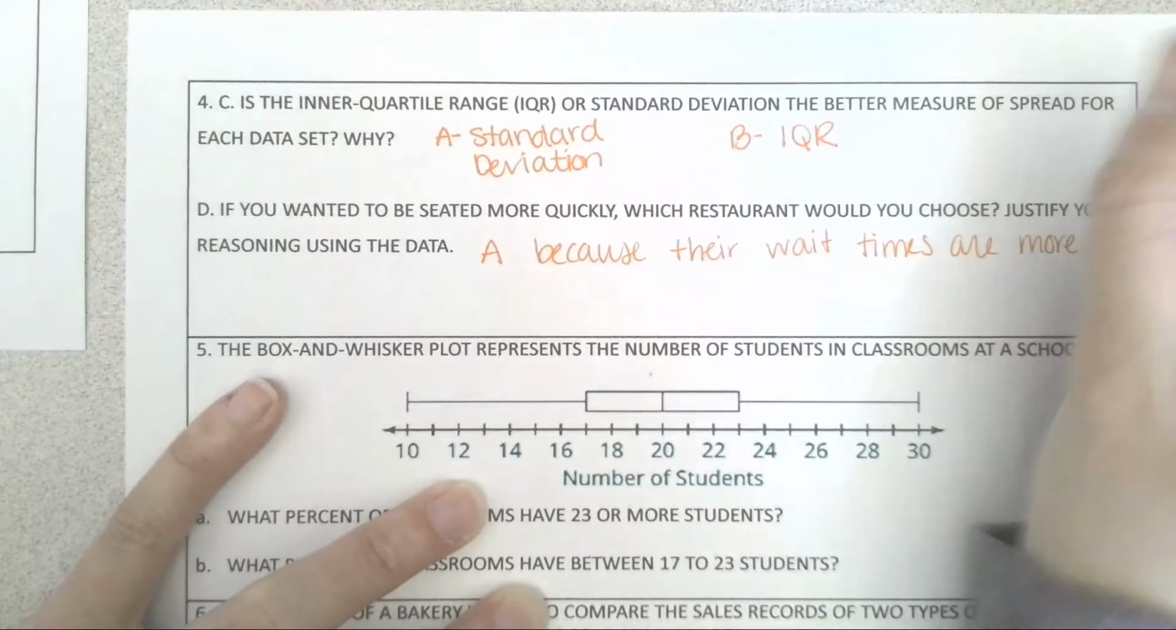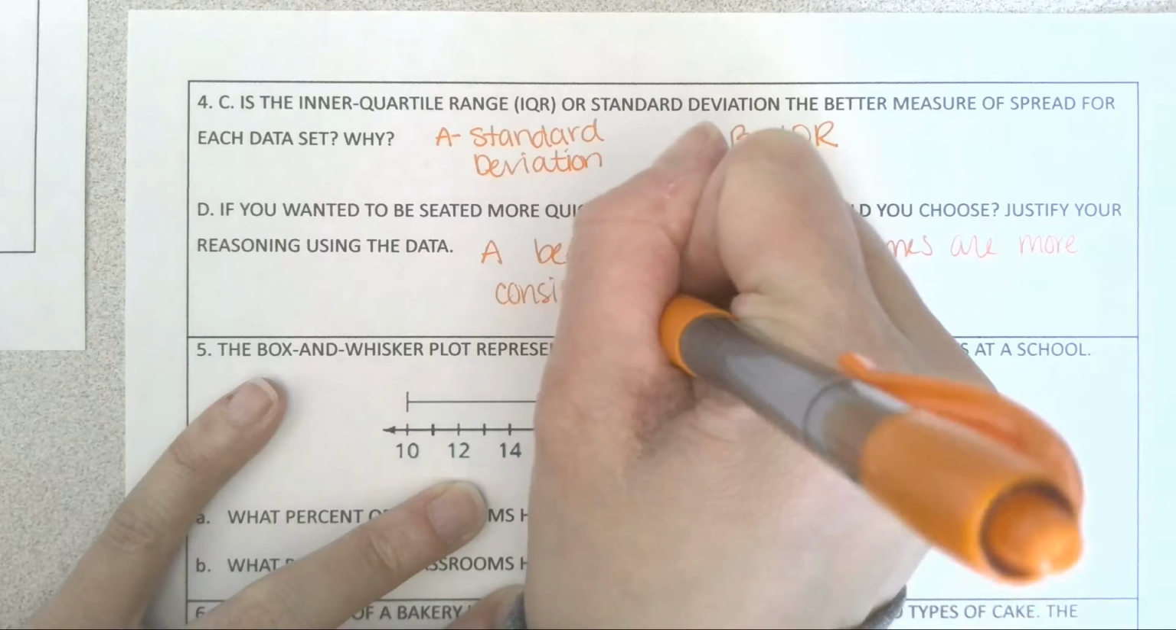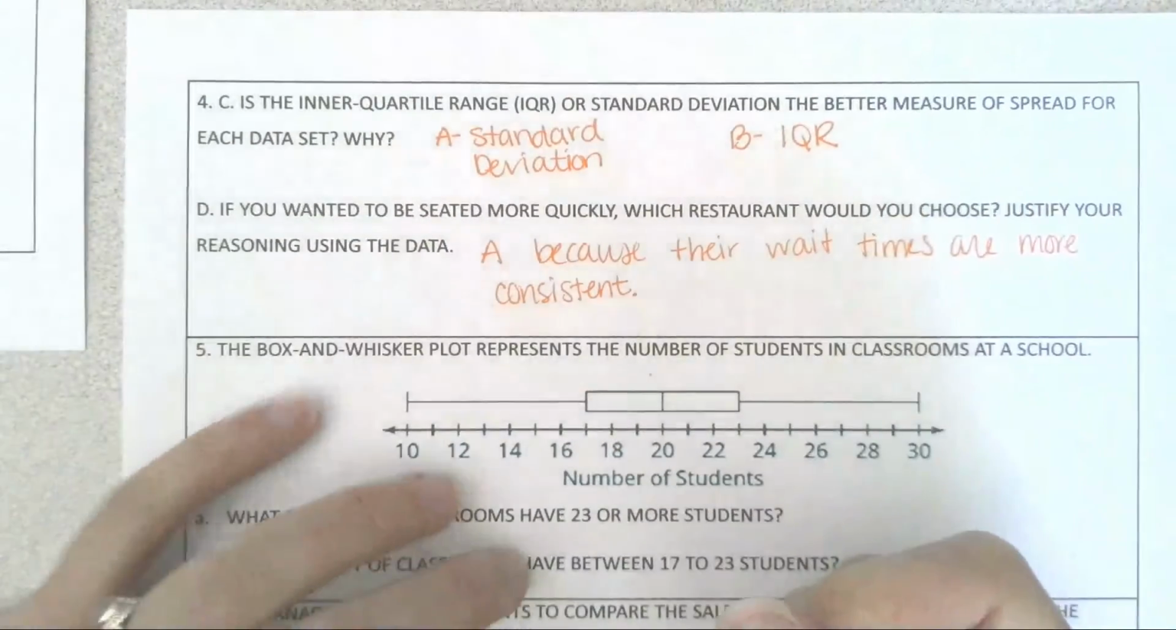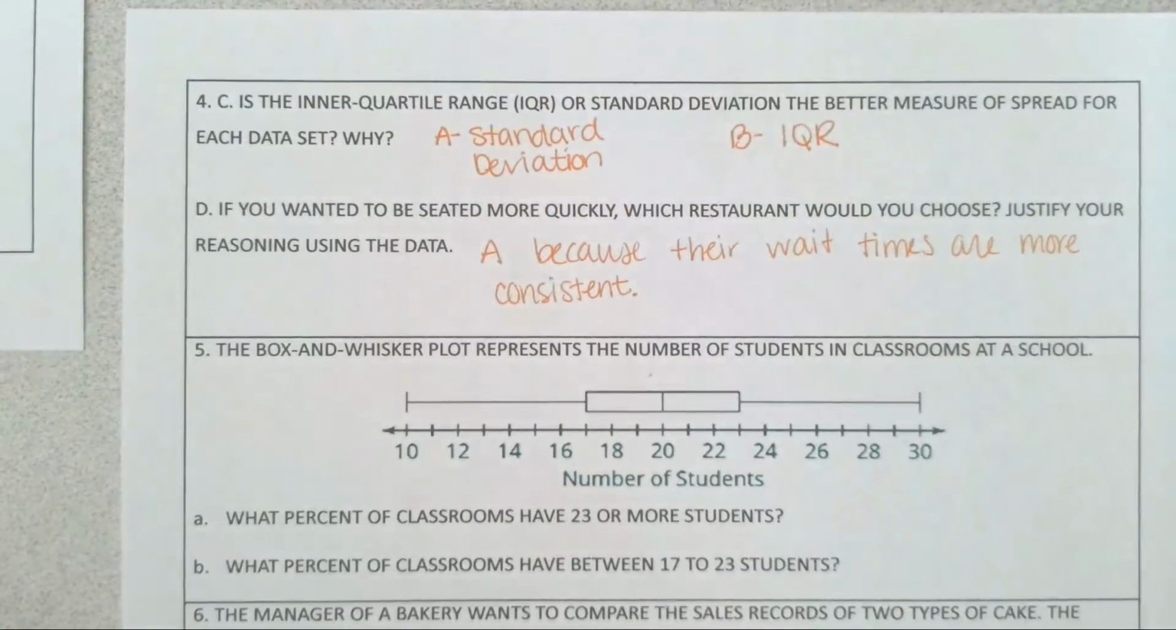So I have a much better idea of how long it's going to take. Most people would say restaurant B because they have so many values that are low that the chances of them getting seated quickly are higher.